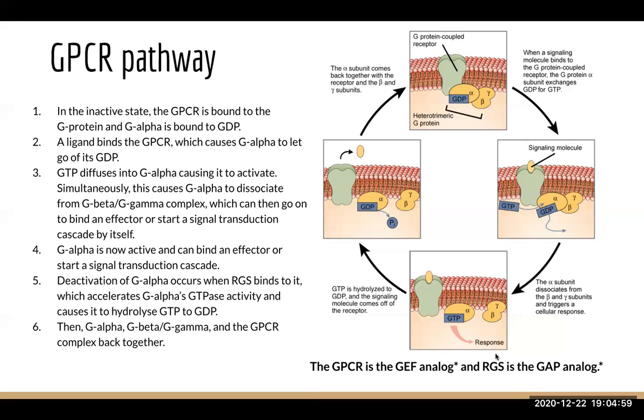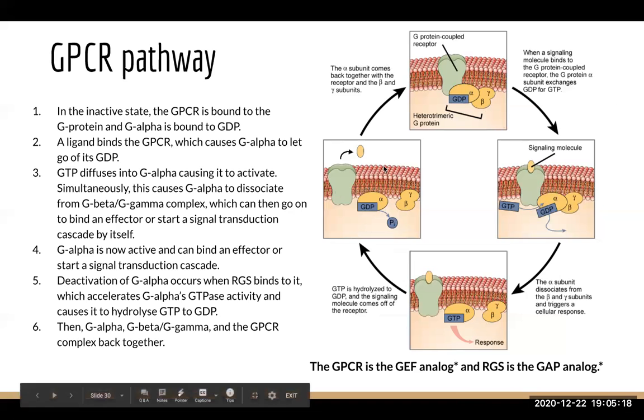And when that happens, G alpha in its inactive GDP state is going to come back to the G protein coupled receptor and bind itself there. G beta and G gamma are also going to bind to G alpha, and it's just going to sit there in its stationary state again. And of course, the cycle just repeats itself.